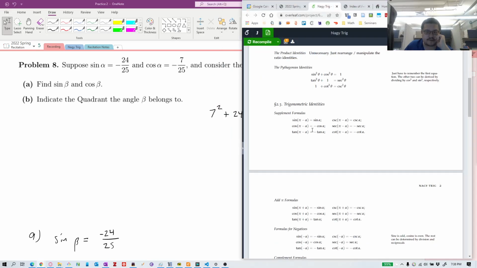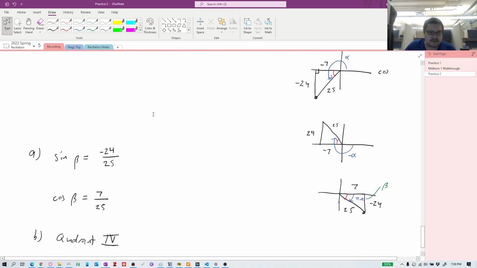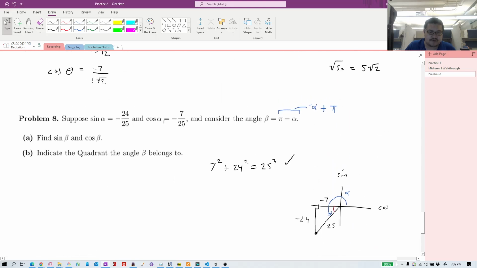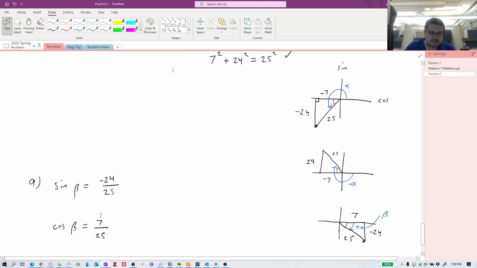Pi minus, the supplement formulas, as they're called. The formula tells you that the sine stays the same sign, and cosine is going to flip in sign. It's going to have a negative introduced. So that ends up being what we found. The value for the sine function stays as negative, but then the cosine function flips.